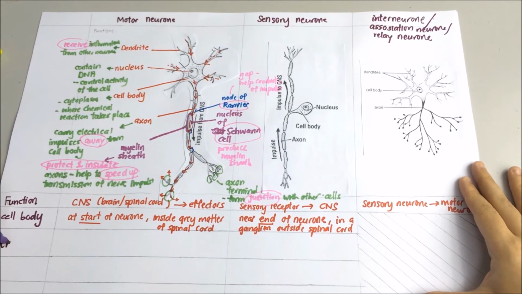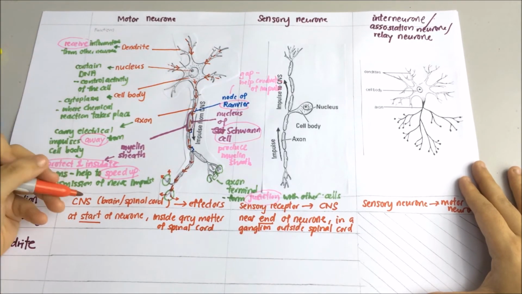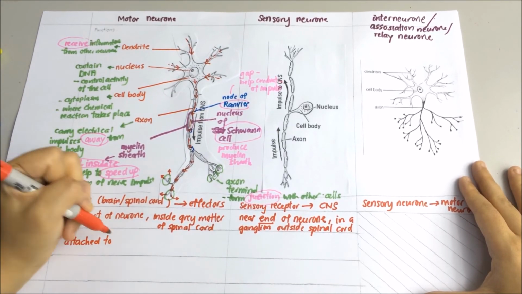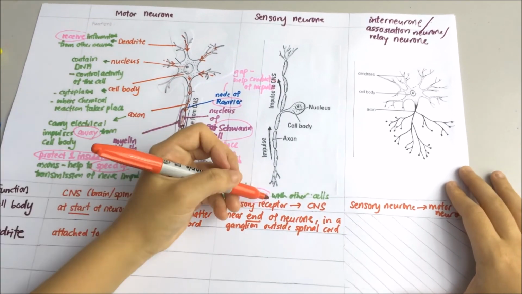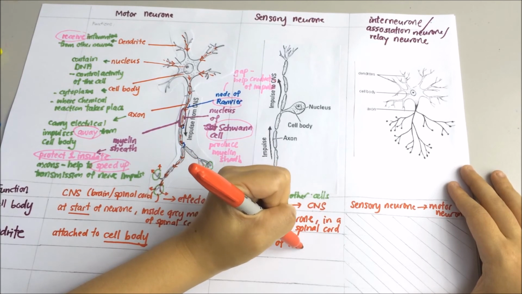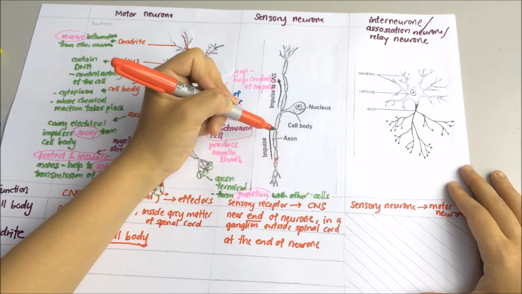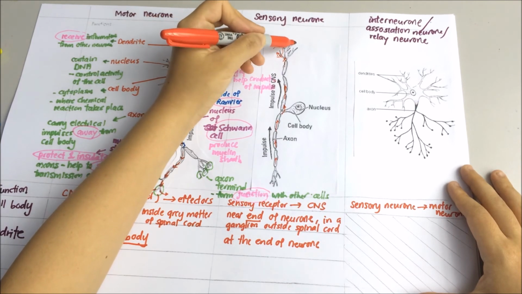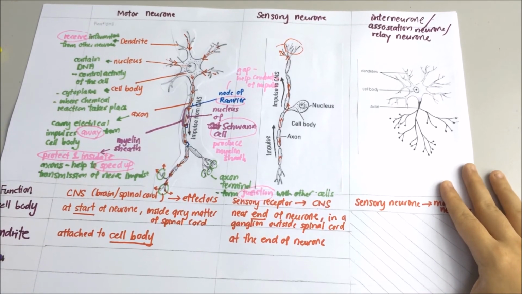Now let's look at the dendrites. In the motor neuron, dendrites are attached to the cell body. You can see that they are actually projections from the cell body. In the sensory neuron, the dendrite is at the end of the neuron, so it is not a projection from the cell body. So you can see the cell body looks quite broad over here, right?